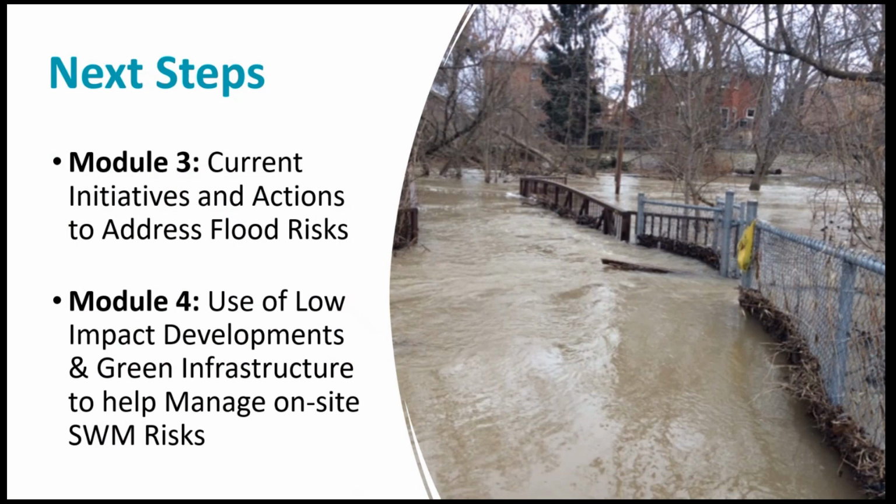This brings us to the end of Chapter 4. To talk about next steps, for our next 2 modules in this series, we'll be going through Module 3, Current Initiatives and Actions to Address Flood Risk, within Ontario, Canada, and internationally that can be adopted by commercial property owners. And then Module 4, the use of low impact developments and green infrastructure to help manage on-site stormwater management risks. These will be released over the next couple months and into the summer.